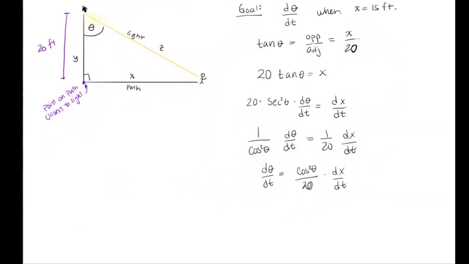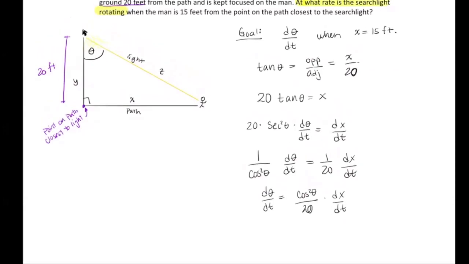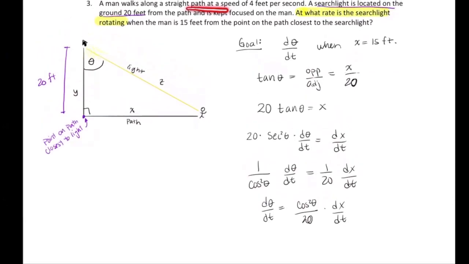So we know what dx over dt is. Let's go back to the problem. The man is walking at a speed of 4 feet per second, so that's dx over dt. And I was pretty bad here. I didn't label it originally, and I've been pretty good about labeling things before we start the problem. So dx over dt is equal to 4 feet per second. Now, what is cosine in that case? Because we don't know what cosine is, but we can figure that out. So let's look at our triangle.